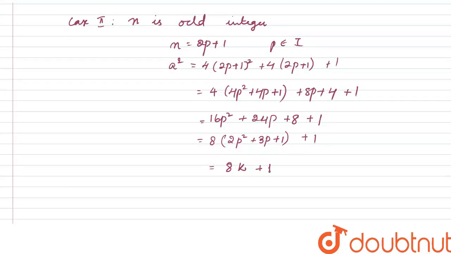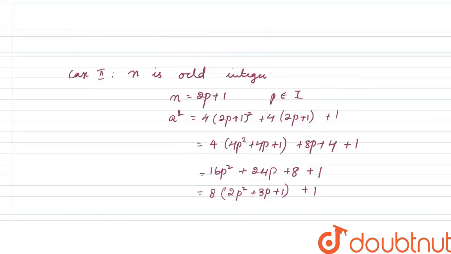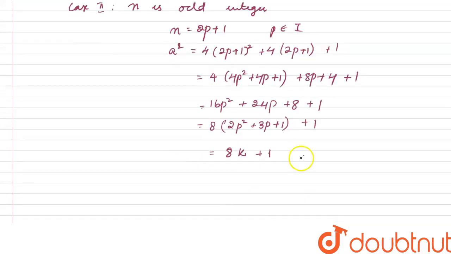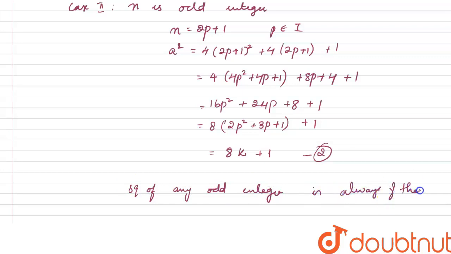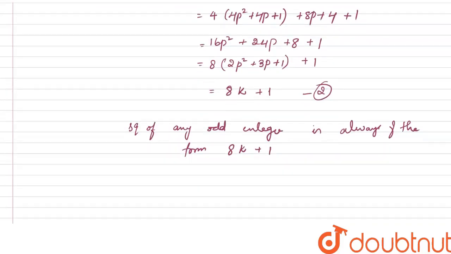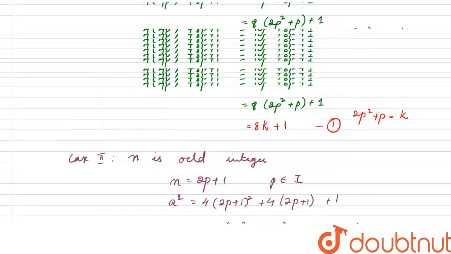From equation 1 and 2, this is our first equation and this is our second equation. What can we say from the first and second? We can say that the square of any odd integer is always of the form 8 into k, where k can be any value, plus 1. Therefore, we have proved that the square of any odd integer is of the form 8k plus 1. Hope you understand it.